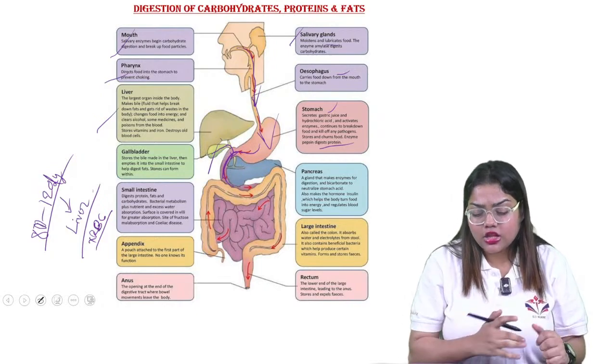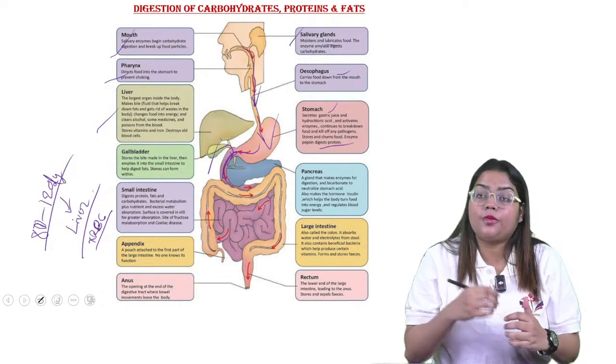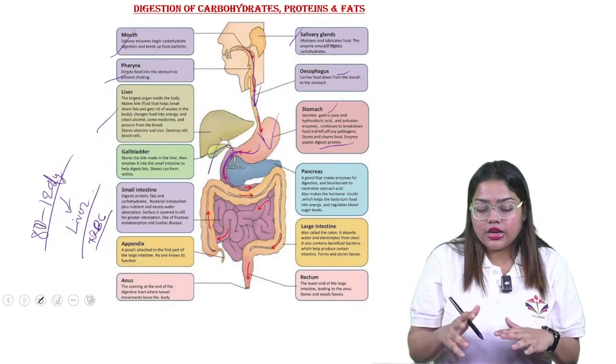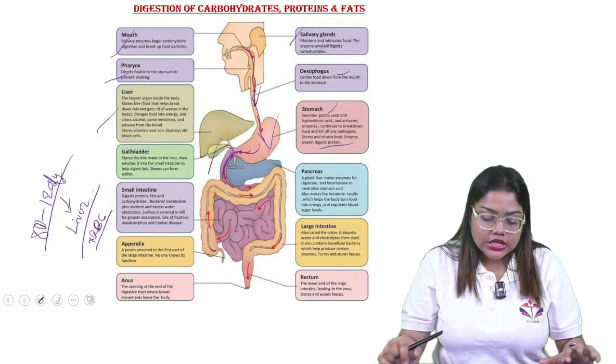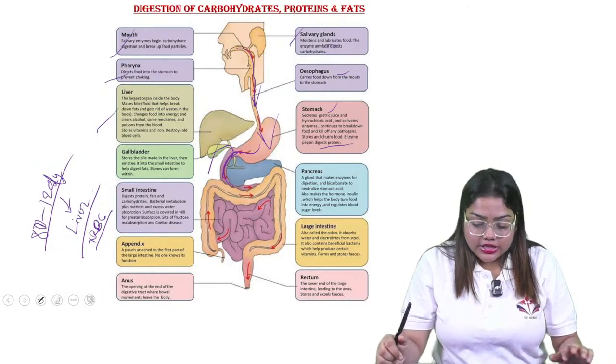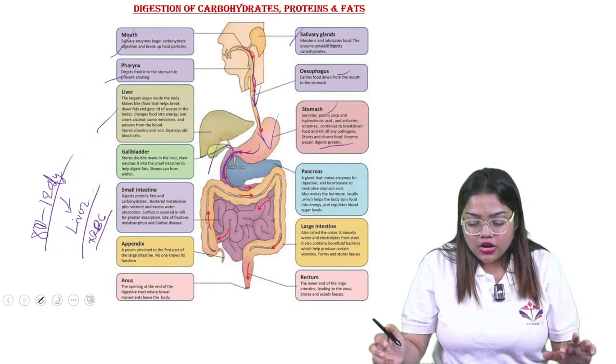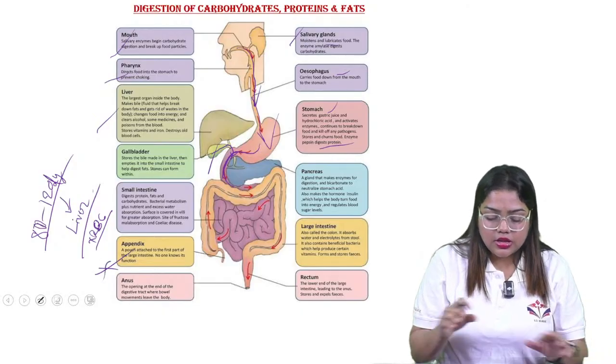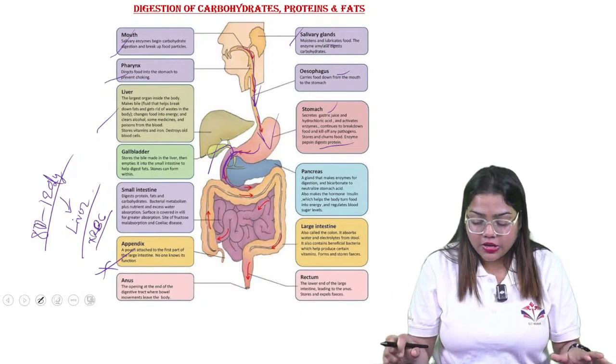Also, it makes the hormone insulin, which helps the body turn food into energy and regulates the blood sugar levels. After the small intestine, it will reach the large intestine. We have the appendix here. It has no known function. This is a pouch that is attached to our body.